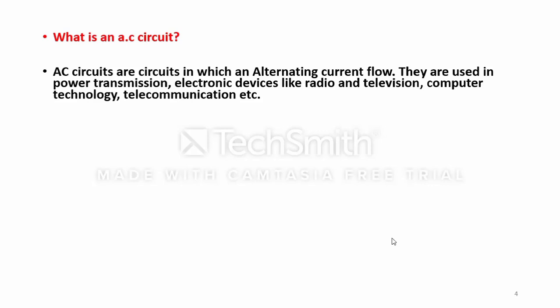What is an AC circuit? AC circuits are circuits in which alternating current flows. And alternating currents are currents that flow in both directions. They are used in power transmission, electronic devices such as radio and television, computer technology, and telecommunication.